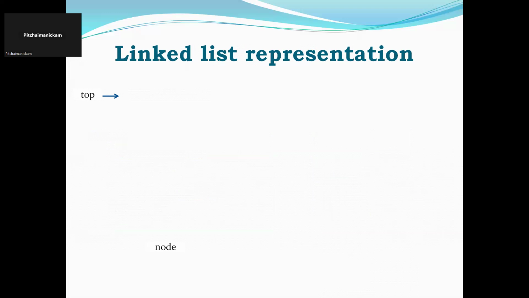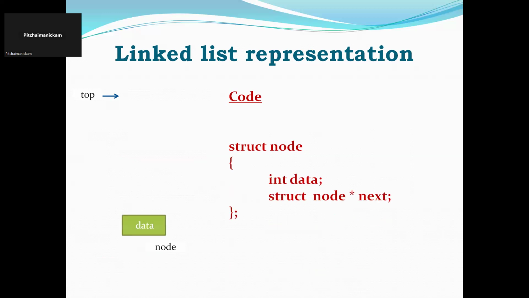Again, I want to represent the linked list. There is another representation called the linked list representation. Here we represent one node. The node may have two different fields. One is called data, and another one is the pointer that points to the next node, the next pointer.